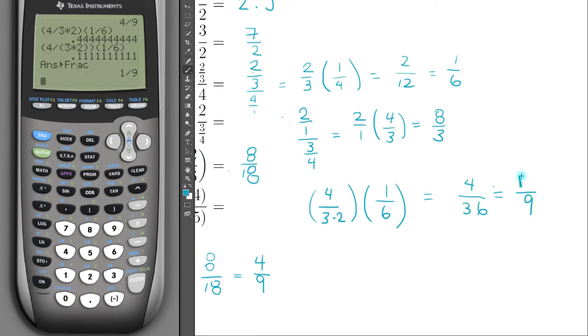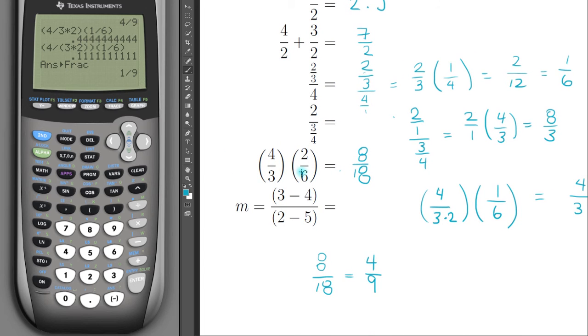Okay? So notice how even though I inserted parentheses the first time, it still gave me 4/9. So it's not necessarily just putting in parentheses. It's where to locate those parentheses that makes the difference. Okay? So the calculator now understands that the parentheses that I need is the ones for the 3 times 2. Okay? So that's very important.